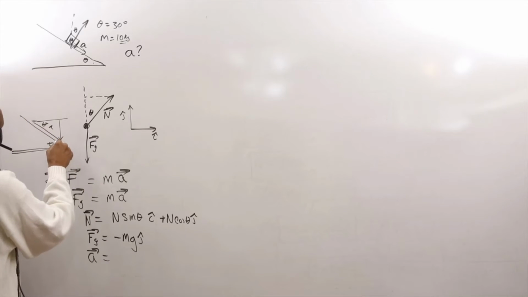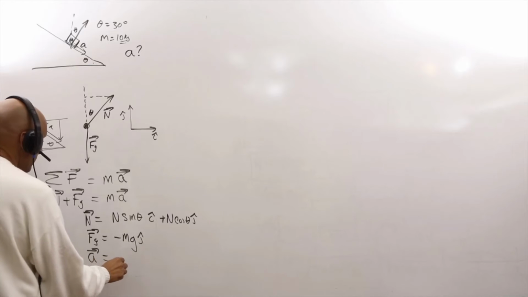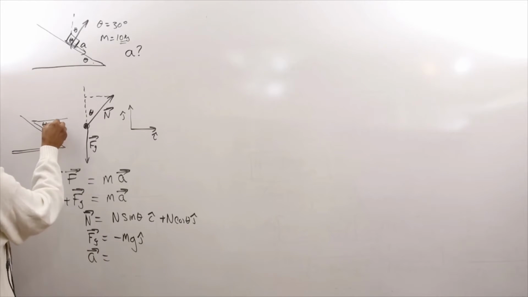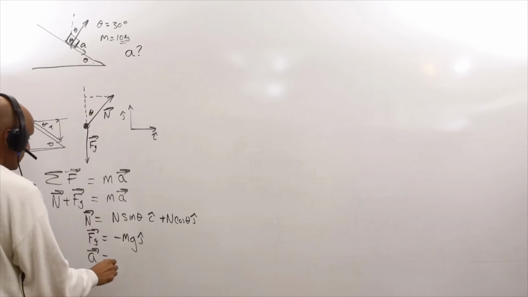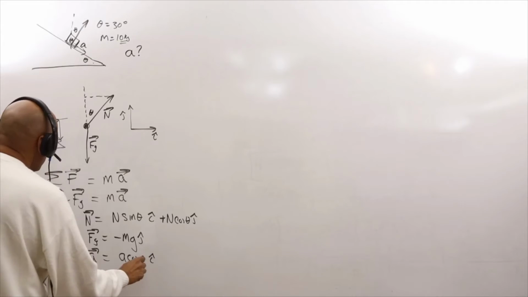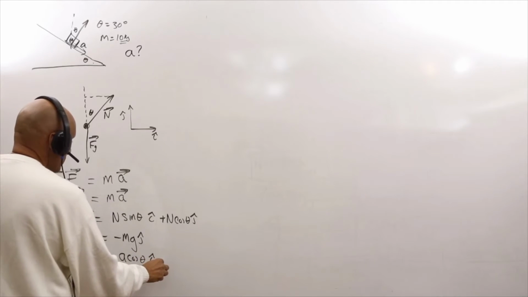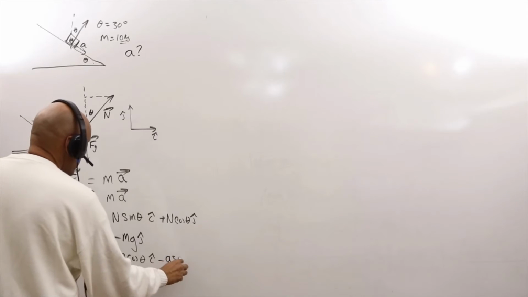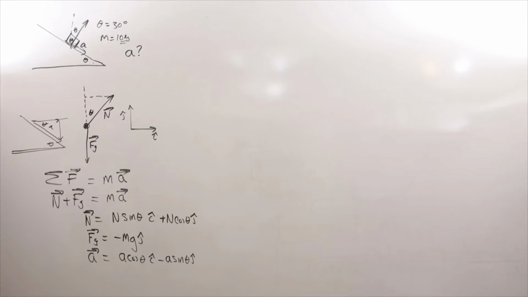If this is a, the magnitude, this down vector should be, well actually let's do the right component, the i component. So the i component would be a cosine theta, but it's going down for the vertical component, so that's minus a sine of theta j. You have to get used to breaking things up into components.